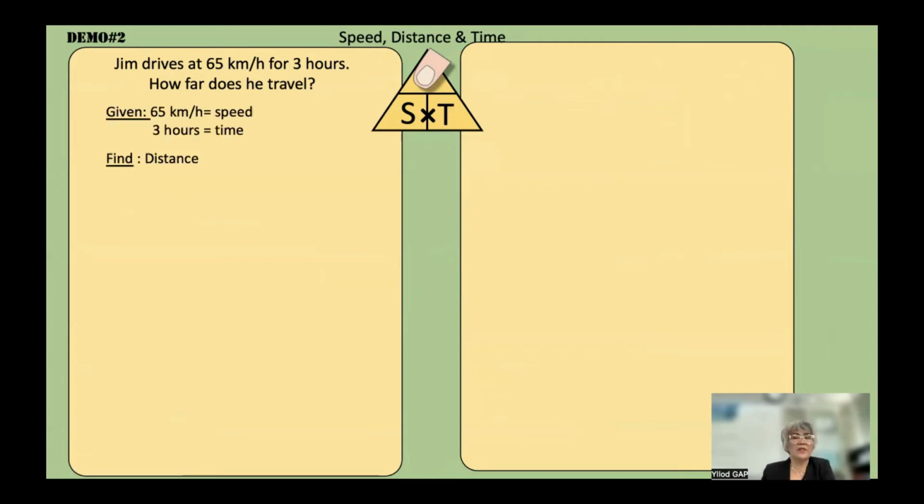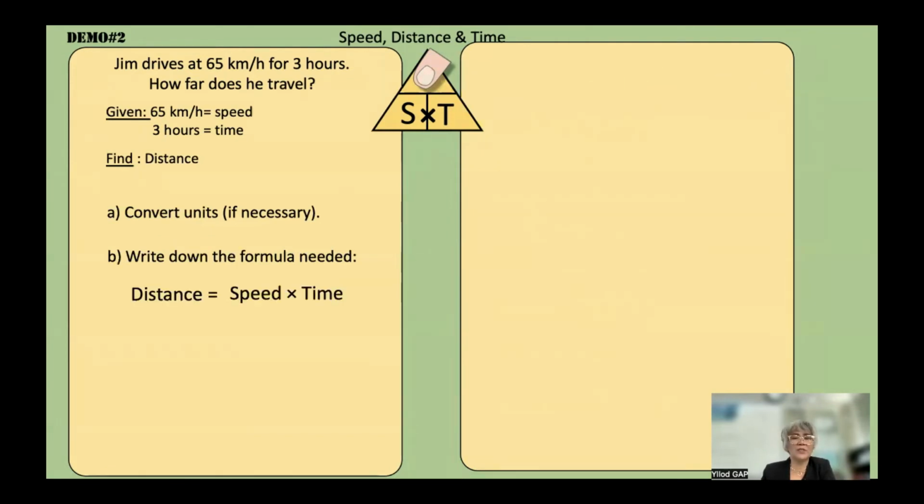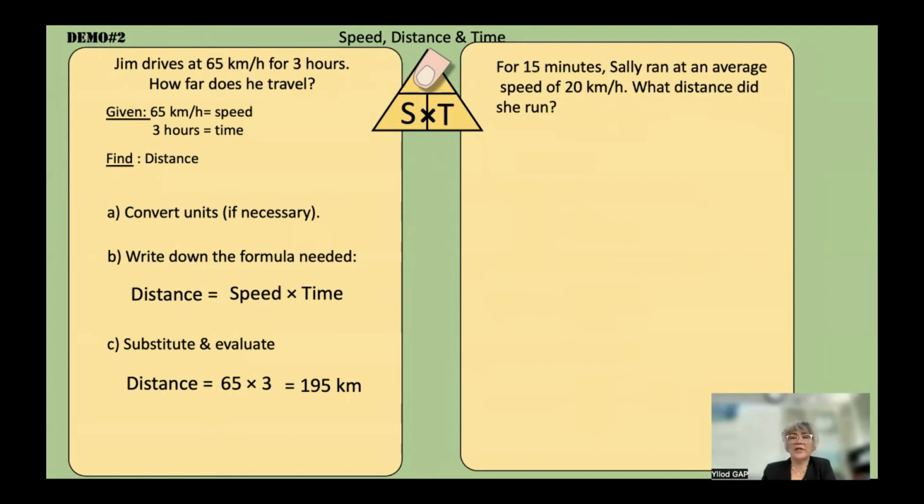Okay, so again, given, and then find the distance. So convert units? No, we don't need. Write down the formula. Distance, speed times time, and then we can substitute and evaluate. All right, so 195 kilometers. So you can see how easy it is if you're going to follow the steps. So write down the given, check if there are units to be converted, write down the formula, substitute. Okay, so pretty straightforward. Okay, another problem.